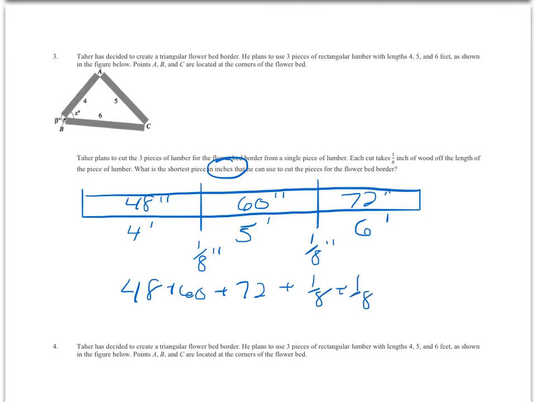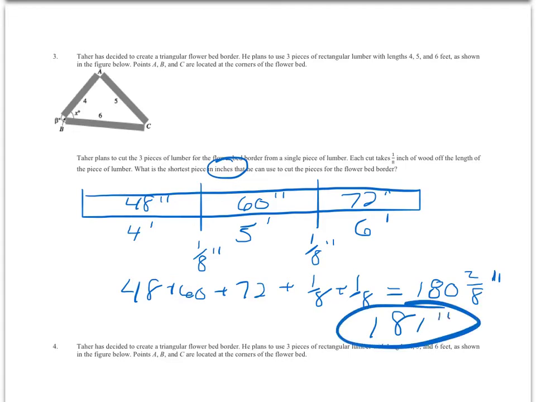That's going to give us a little bit more than 180, 180 and 2/8 of an inch. We're getting a piece of wood by the inch, so we have to round this up. Your board needs to be 181 inches.